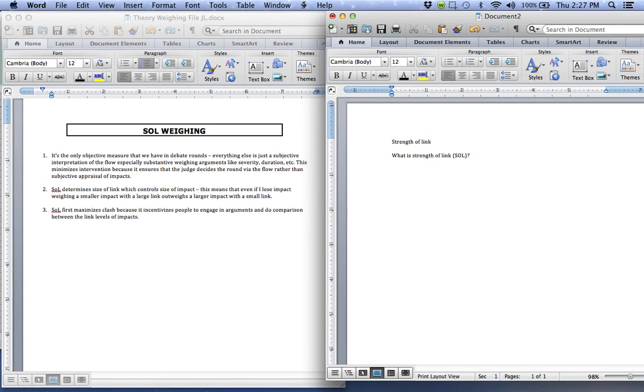So, usually we think of impact analysis as magnitude times probability, or the question of accessing a link in terms of probability, right? And so strength of link is an answer to that in terms of probability. It provides a great explanation of the probability that your opponent accesses the link. If it's dropped, the probability that the link is accessed is pretty close to 100%, right? If it's not dropped but it's heavily contested and all the links are heavily contested, then strength of link calculations become a lot more messy and they become a lot more interventionist.